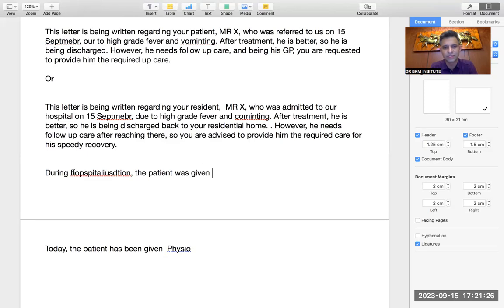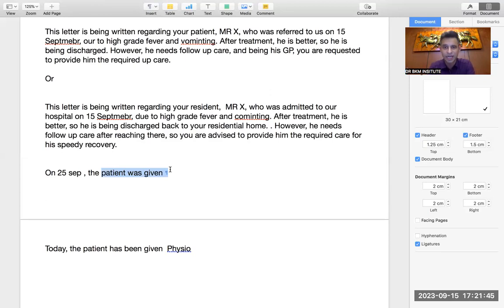Sir, what if it is a visit letter? So you say on 15th September, the patient was given physiotherapy. Again, in today's visit, you will say the patient has been given. So in a past visit also it is was given. Simple. There is no grammar other than this.